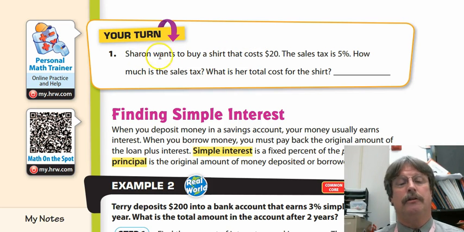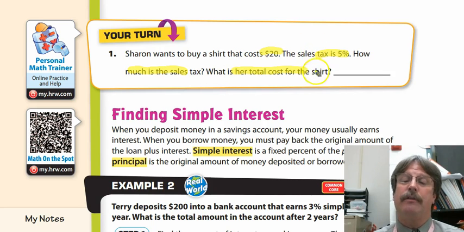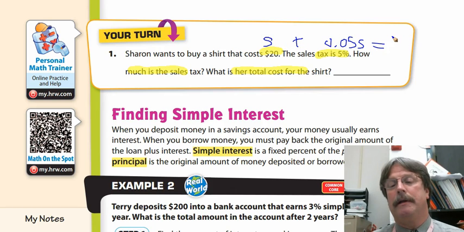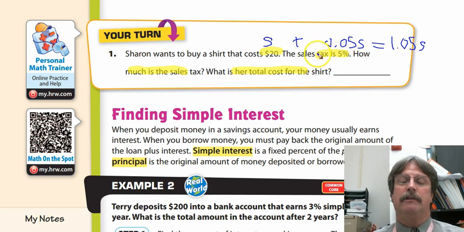We look here at the your turn. Sharon wants to buy a shirt that costs $20 and the sales tax is 5%. How much is the sales tax and what's your total cost? You really have two things that you've got to do here, so that's why I tell you, pay attention to what the questions are asking you. The original amount I'm going to use as S. If I took 5% and divided it by 100, I'm going to come out with 0.05. If I added those two together, that becomes 1.05S.